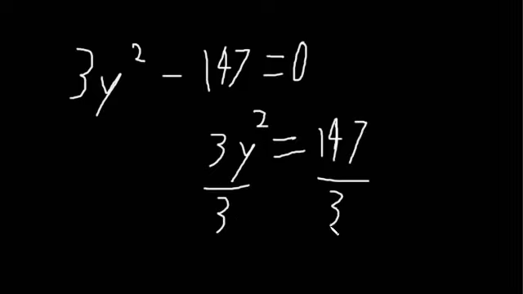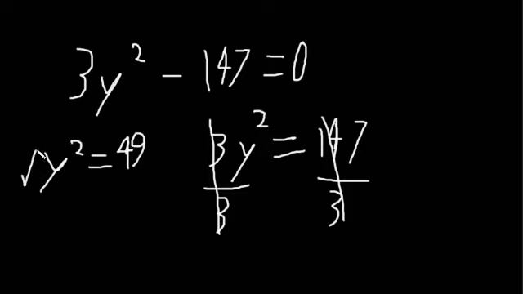And then we extract the square roots. So the square root of y squared is y, and the square root of 49 is 7. So the answer is y equals positive negative 7. Don't forget the positive and negative sign. It's important. And if you can simplify your answer further, do it.